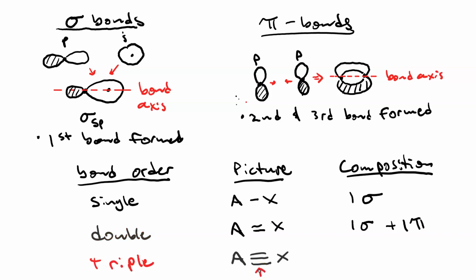Here's a picture of a triple bond between atoms A and X. The three dashes represent three shared electron pairs. The first bond formed between them is sigma, so there's one sigma bond in there. The second and third bonds are pi, so there are two pi bonds.